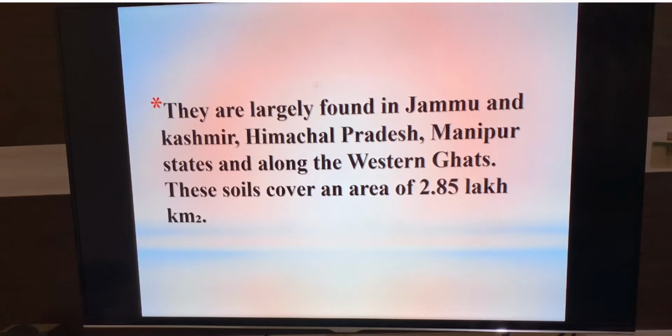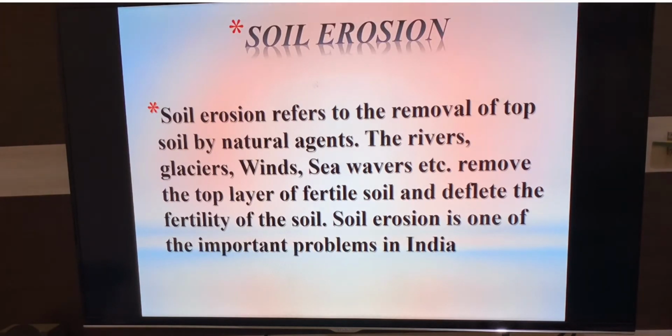As I told you, the name itself is very clear, mountain soil. It will be found only in the mountain region and hilly region. That is Jammu and Kashmir, Himachal Pradesh, Manipur state and along the Western Ghats. Next we will learn about soil erosion.